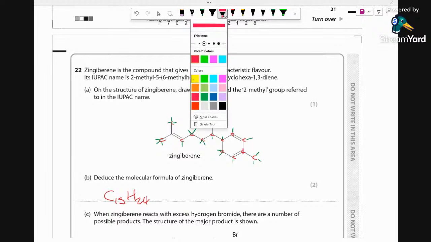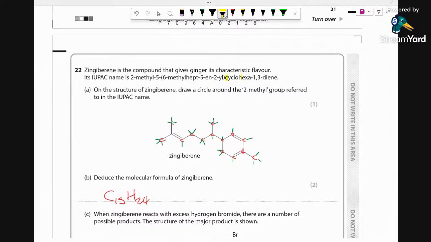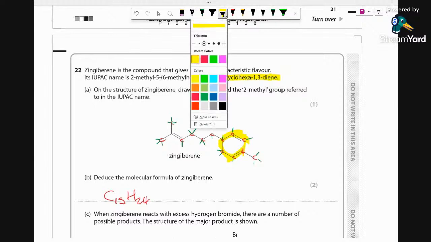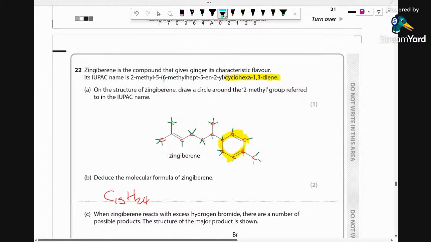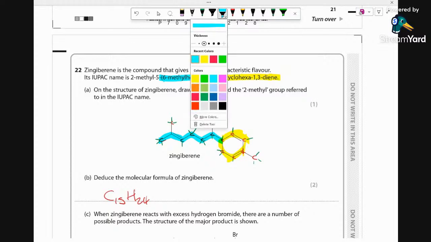Okay, let me color code this. So always go to your main stem. Cyclohexane 1,3,5-diene. Let's just highlight this guy there. Okay, and we can see the diene. Let's now highlight the branches. This is weird, isn't it? 2-methyl 5, 6-methylhept-2-yl. This is a branch. This is a big, long branch. This one here. Yeah, that's that one there. And then you've got branches on branches, which is hilarious.